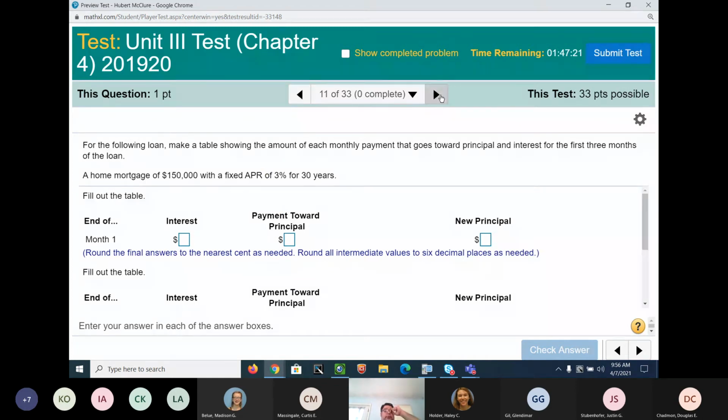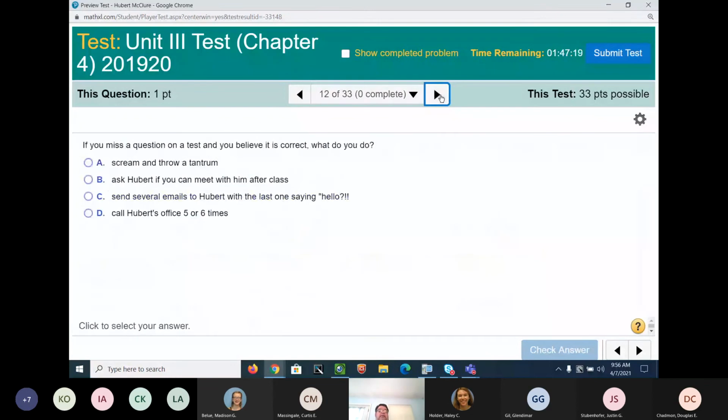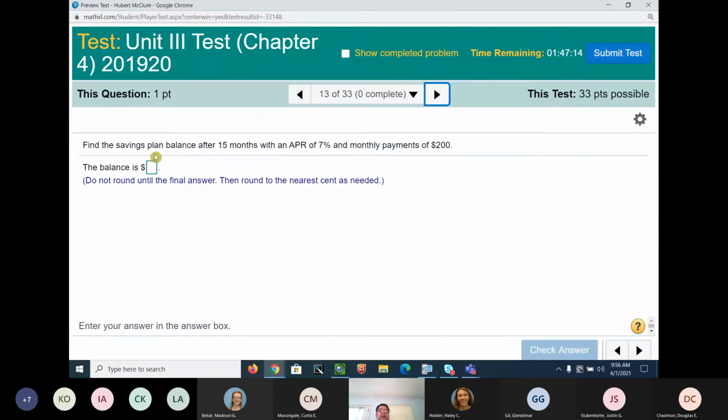Let's see, what else? Find the savings plan balance after 15 months with R is equal to 0.07 and monthly payments of $200. Okay, now I don't like this problem because they don't tell you what kind of savings plan it is. I assume, since you're making monthly payments, this is the payment known.